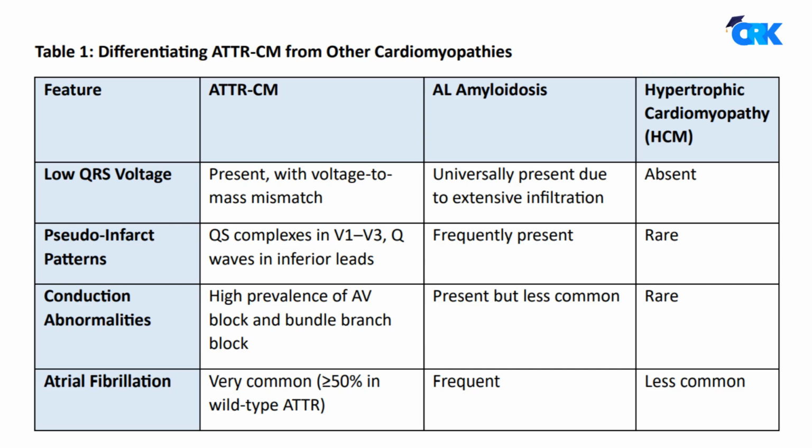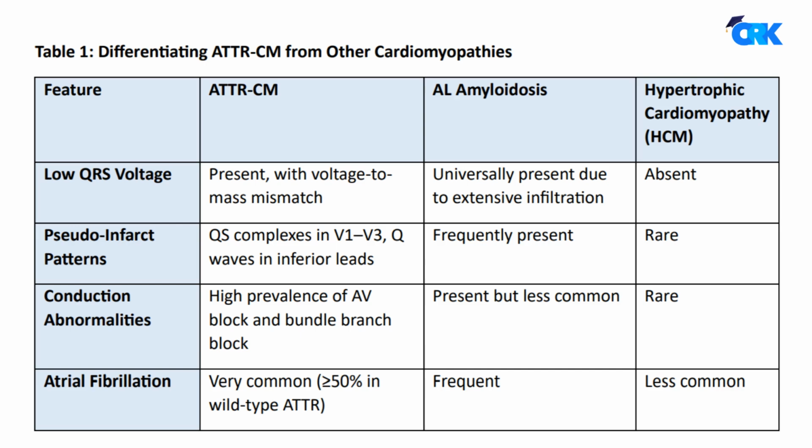Second, pseudo-infarct patterns. In ATTR-CM, you'll often see QS complexes in leads V1 through V3, or pathologic Q waves in the inferior leads, mimicking a prior MI despite normal coronaries. These patterns are frequent in AL amyloidosis as well, but rare in HCM.